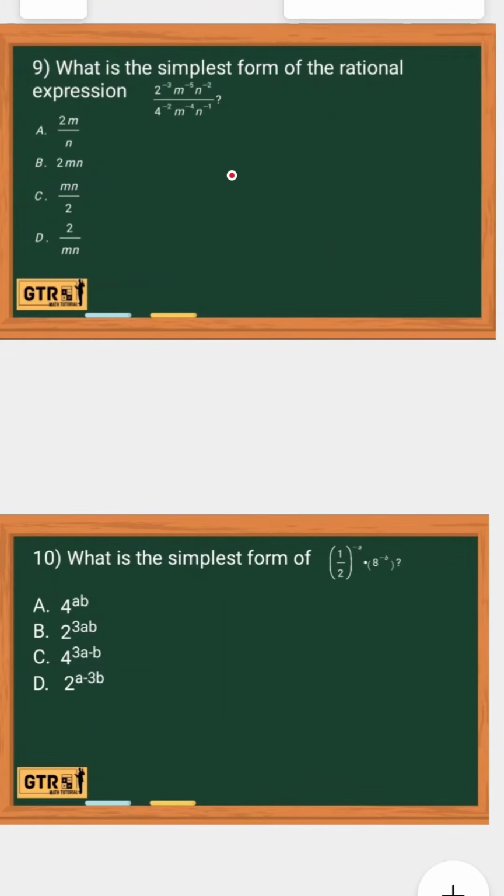What is the simplest form of the rational expression 2 to the negative 3, m raised to negative 5, n to the negative 2, all over 4 to the negative 2, m to the negative 4, and n to the negative 1. So use the negative exponent rule. So if we have negative exponent, so x raised to negative n, that is equal to 1 over x to the n. Similarly, kapag negative naman ang nasa denominator, 1 over x to the negative n, so that is equal to, mapapapunta sa numerator, x to the n.